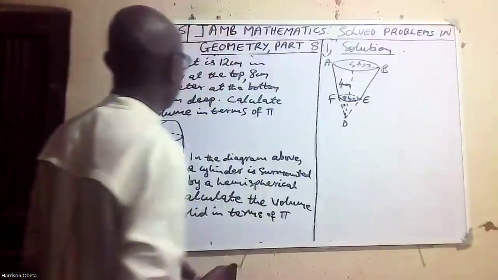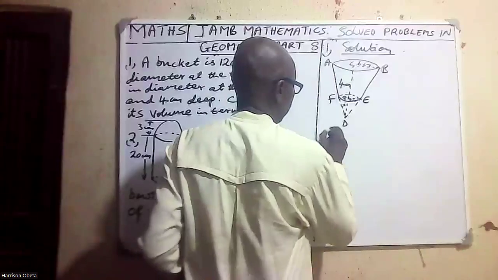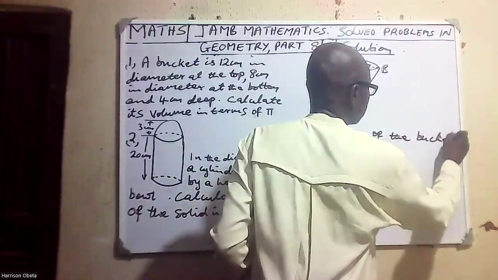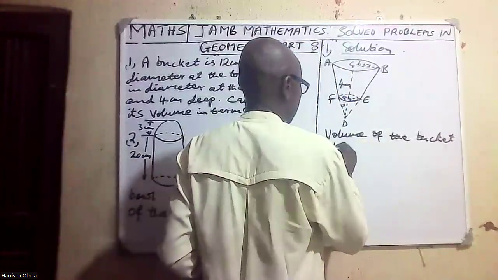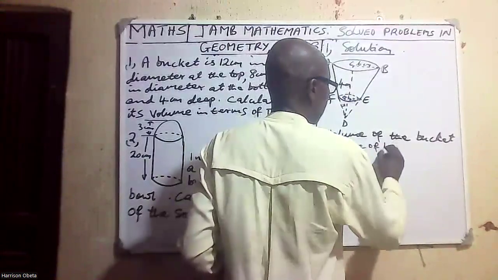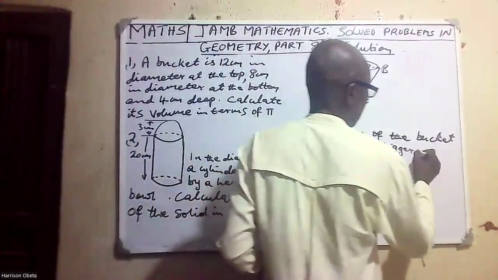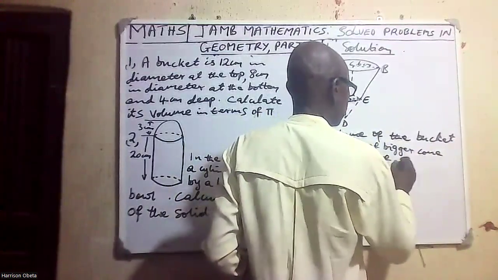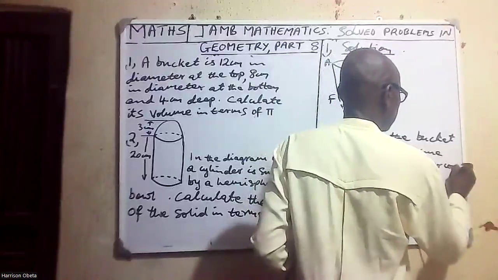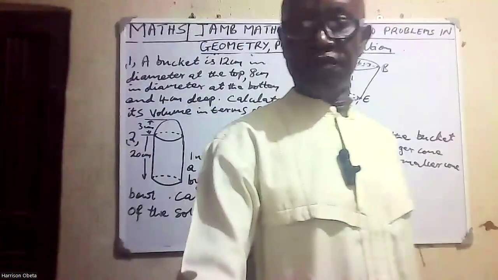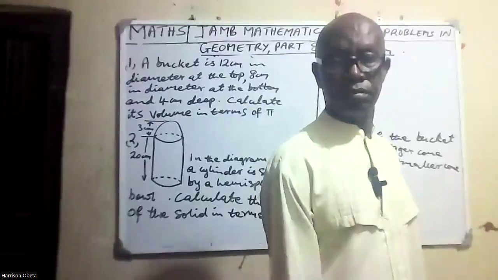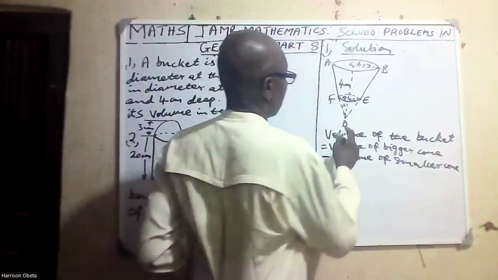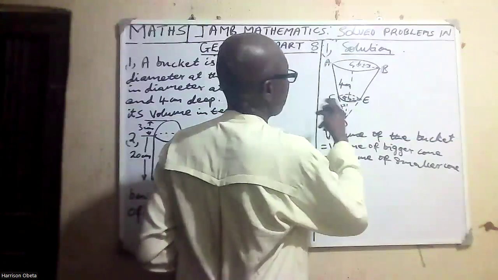Now, we want to find the volume of the bucket. Volume of the bucket is equal to volume of bigger cone minus volume of smaller cone. So first of all, we have to find this small height before we continue.